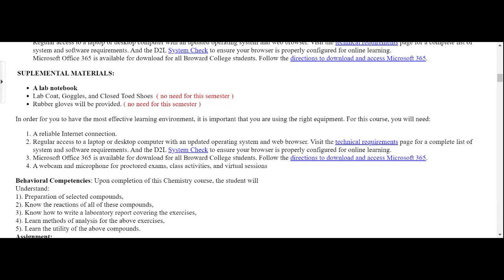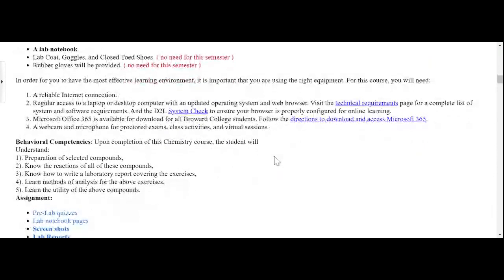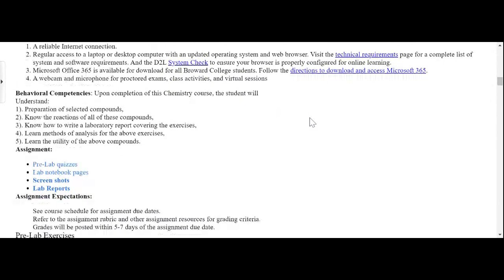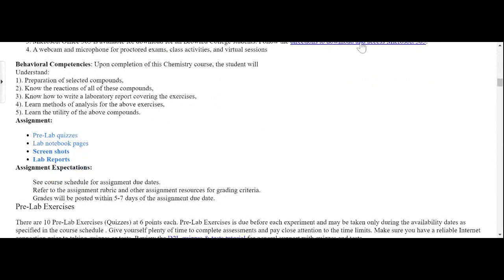The other requirements are a reliable internet connection. Hopefully you have good fast access. A laptop or desktop computer is also needed. You want to make sure you have a webcam and mic, either in your computer or external. Those are the requirements. Now, do you have any questions for me?